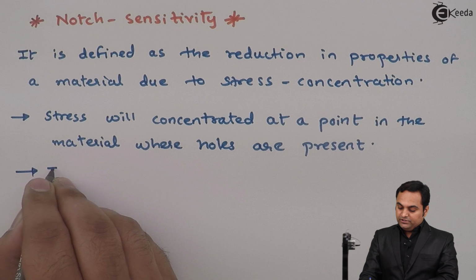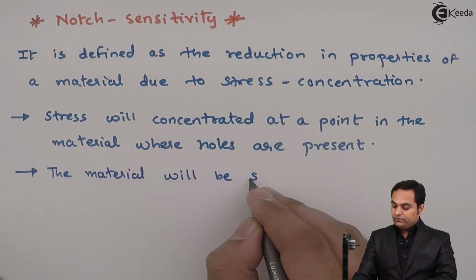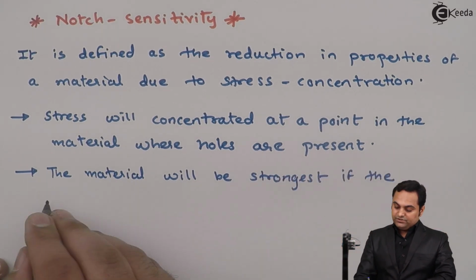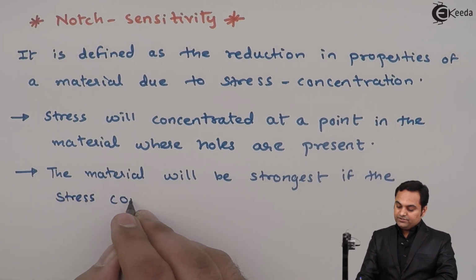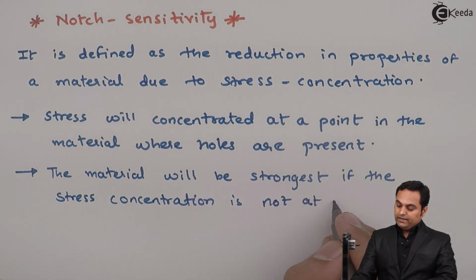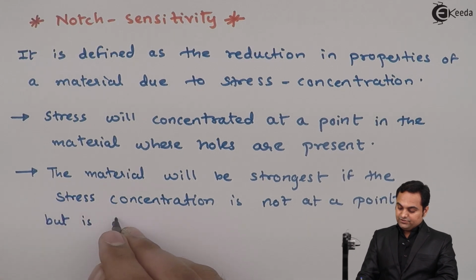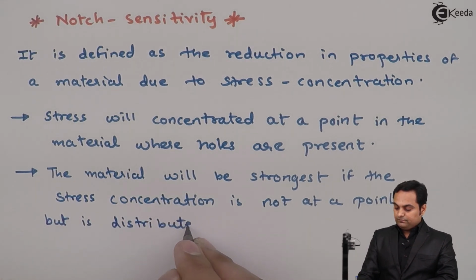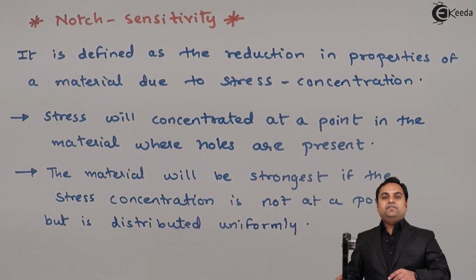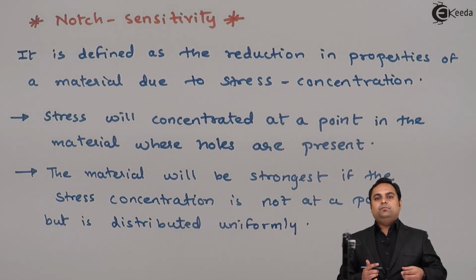Next, the material will be strongest if the stress concentration is not at a point but is distributed uniformly. So as I have written, the material will remain strong if the stress concentration is uniform through the material.